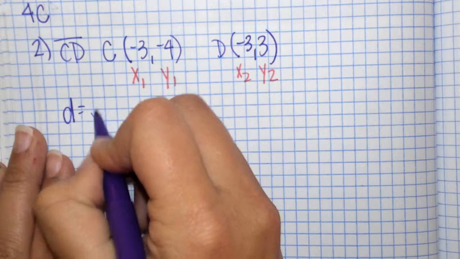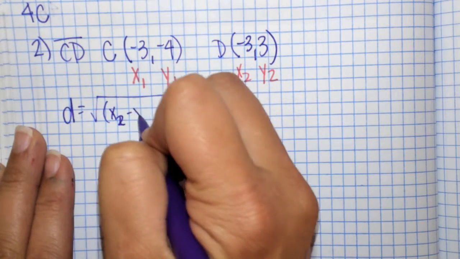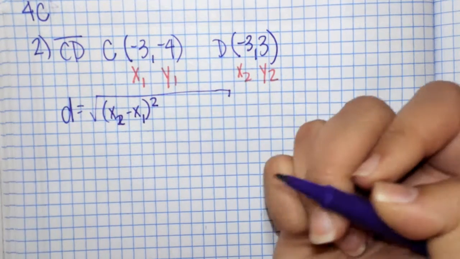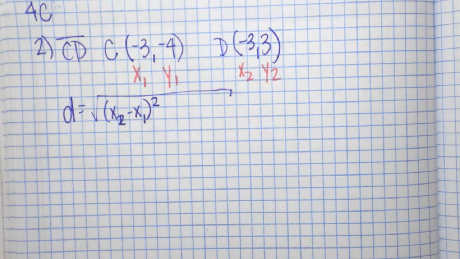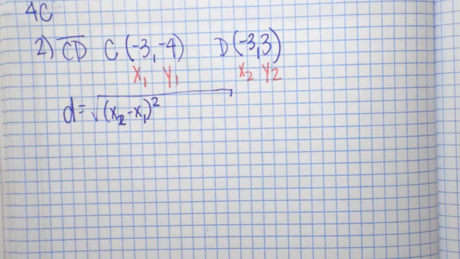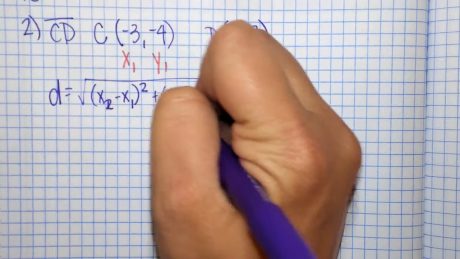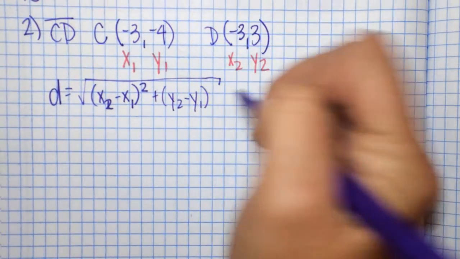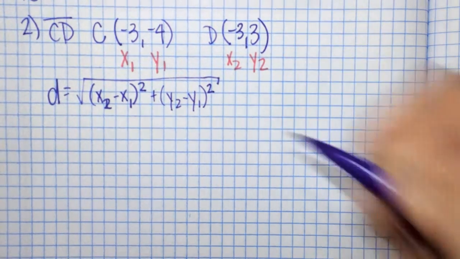D equals the square root of x2 minus x1 quantity squared. We're just writing the formula. Am I done with the formula? What do I need to write now? Y2 minus y1 quantity squared.